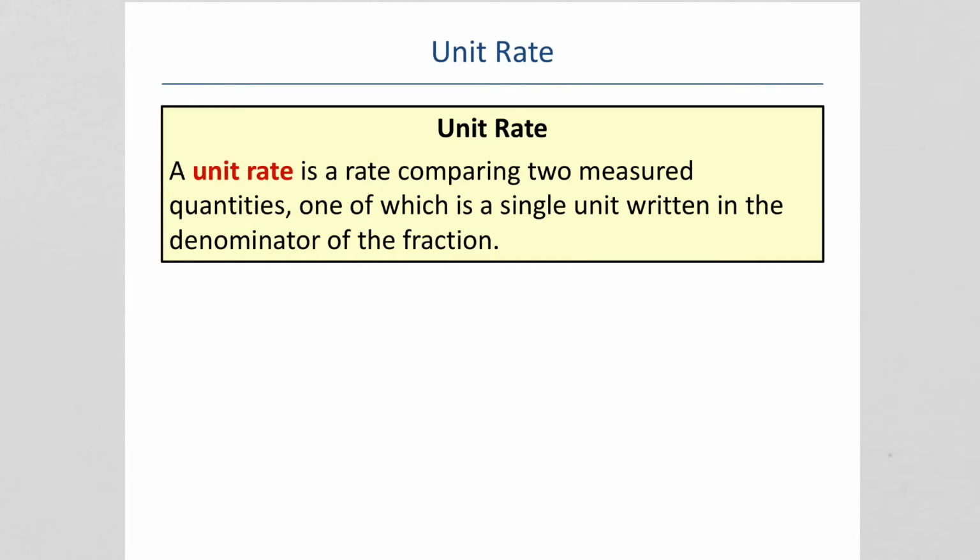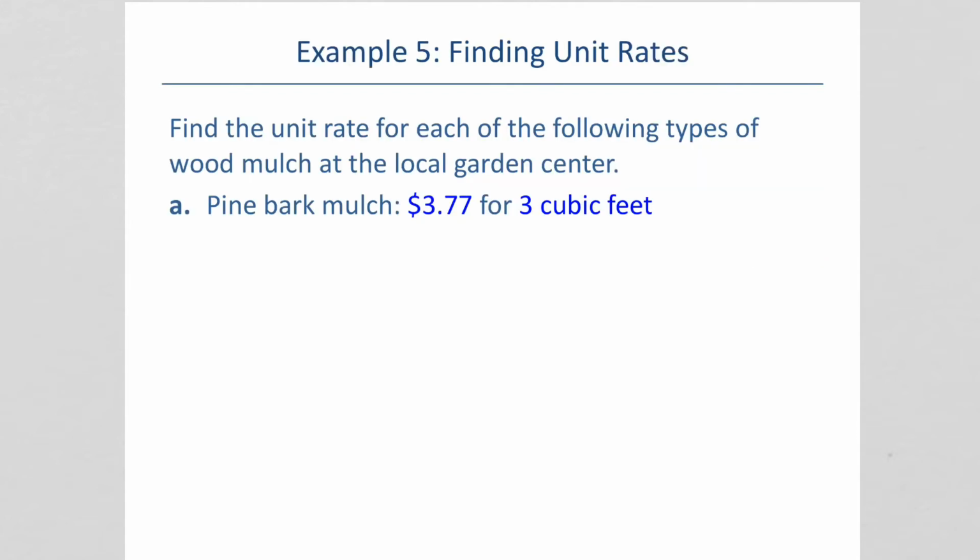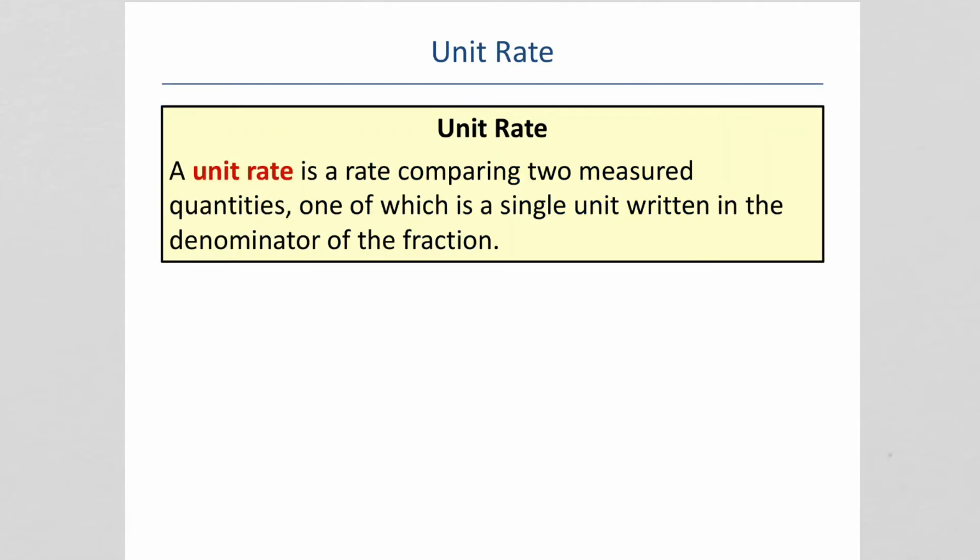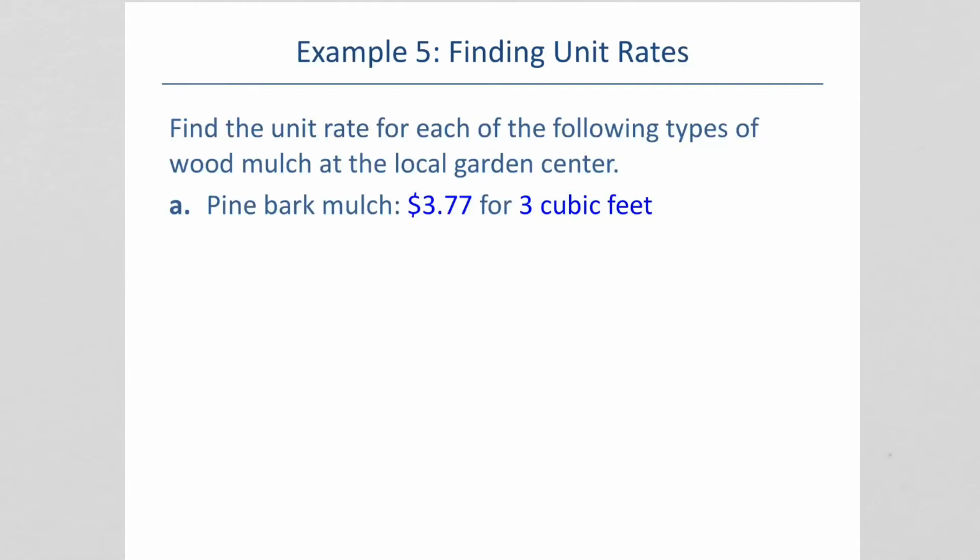A unit rate is a rate comparing two measured quantities, one of which is a single unit written in the denominator of the fraction. Example 5 says, find the unit rate for each of the following types of wood mulch at the local garden center. So the unit rate has to be, it says, with a single unit in the denominator. So that means a 1 on the bottom.